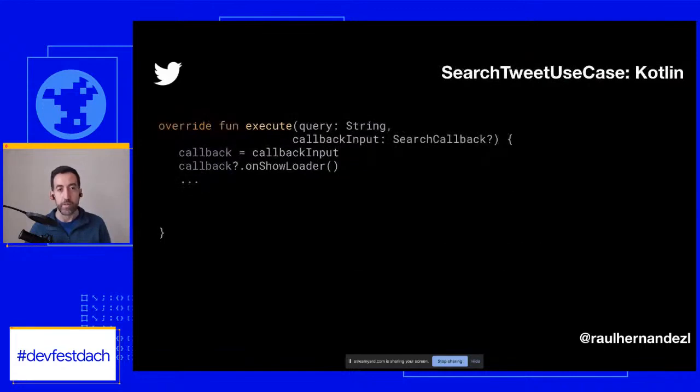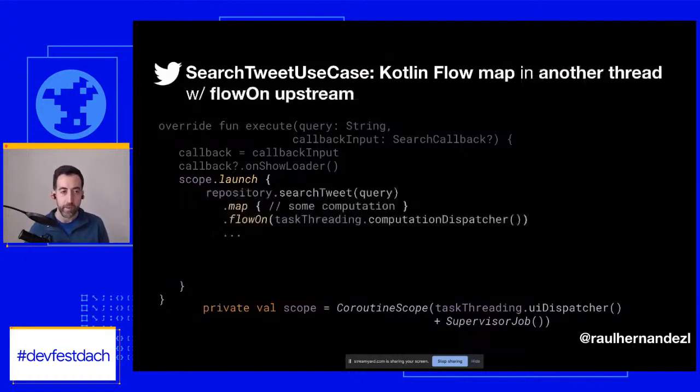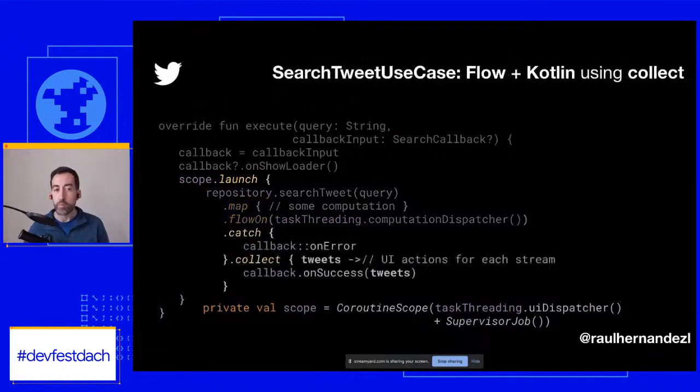And then the execute method will be transformed into Kotlin. That means showing the loader, first of all, launching with a scope, the one that I mentioned earlier, so writing the scope with a UI dispatcher and a supervisor job. And inside, then we do the search tweet with the query. We are mapping those operations, so we have any, just to change that with the business logic that we need to put and fill. And the flow one, that is, again, upstream, so it will affect the map operation. The catch will catch any problems we could have, and then the collect will collect the right results.